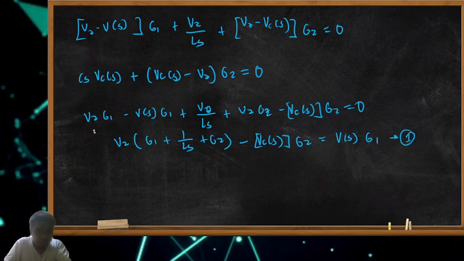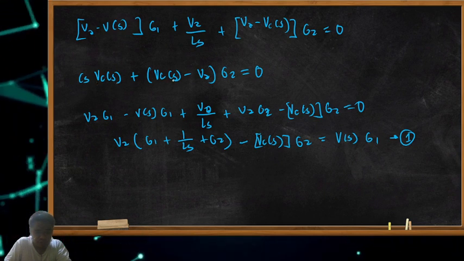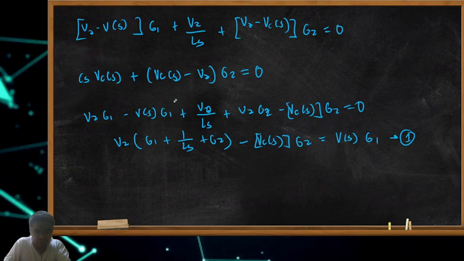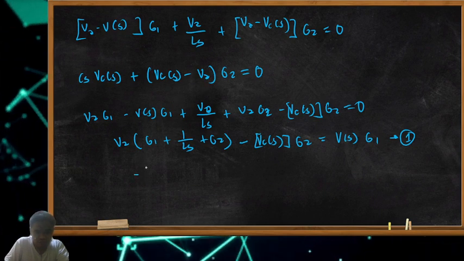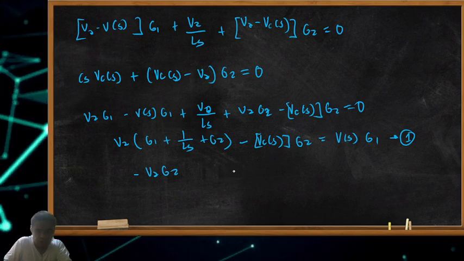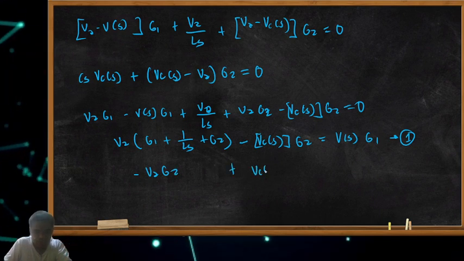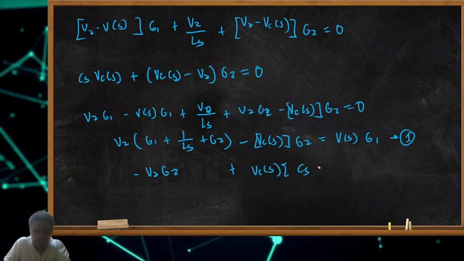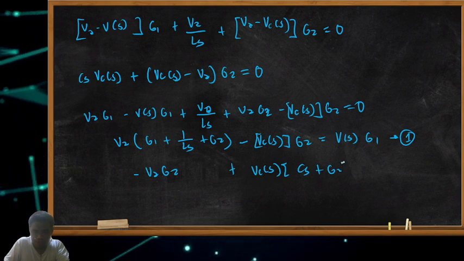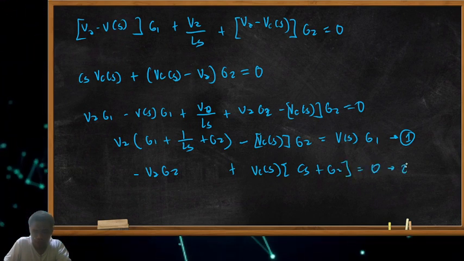Now for equation 2, we just group together the terms containing VC of S and VA. So for this one here, our VA will just be negative VA G2. Then that will be positive VC of S times C of S plus G2. So this will be equal to 0, and this will be our equation 2.